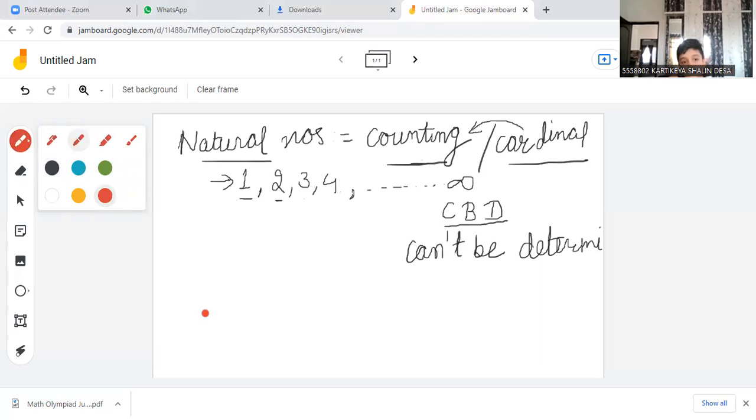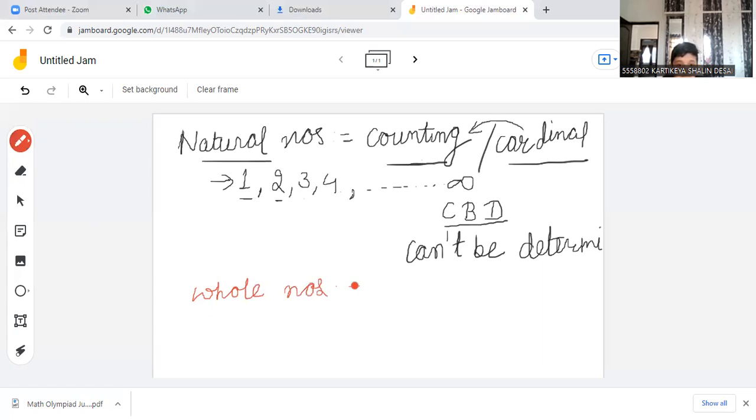Okay. Now let us start with another category, which is called whole numbers. Can you tell me the definition, please? Zero to infinity is whole numbers. Exactly. If we assign 0 to this list, 0, 1, 2, 3, 4, and so on up, we call them whole numbers. Is it fine? Very good.